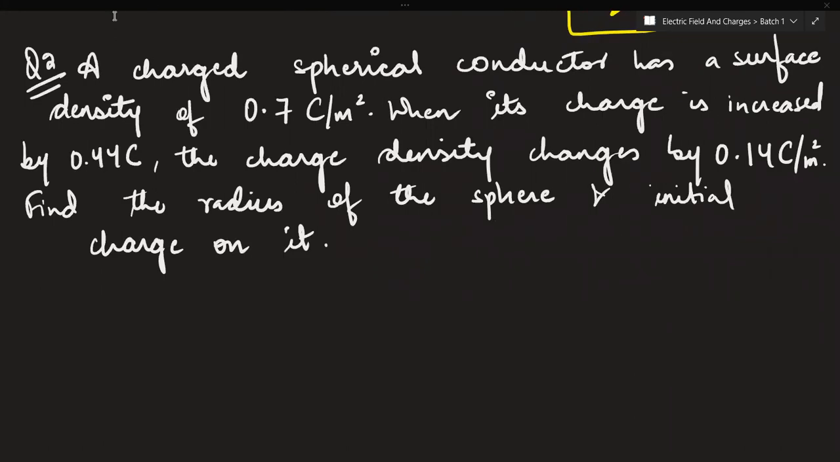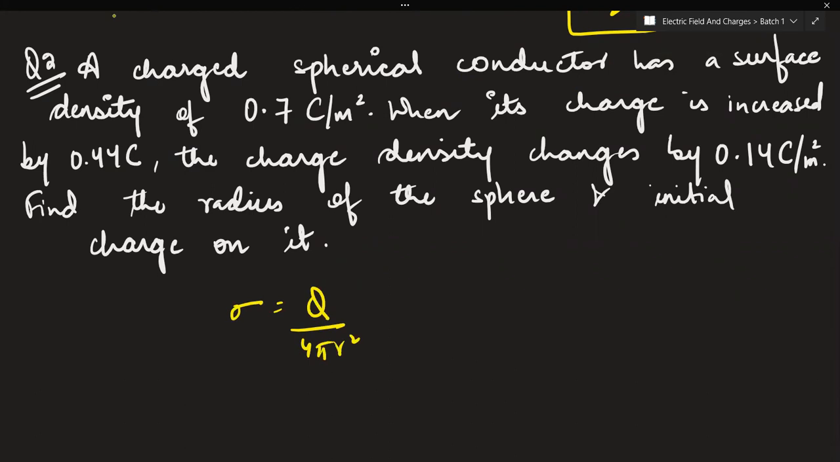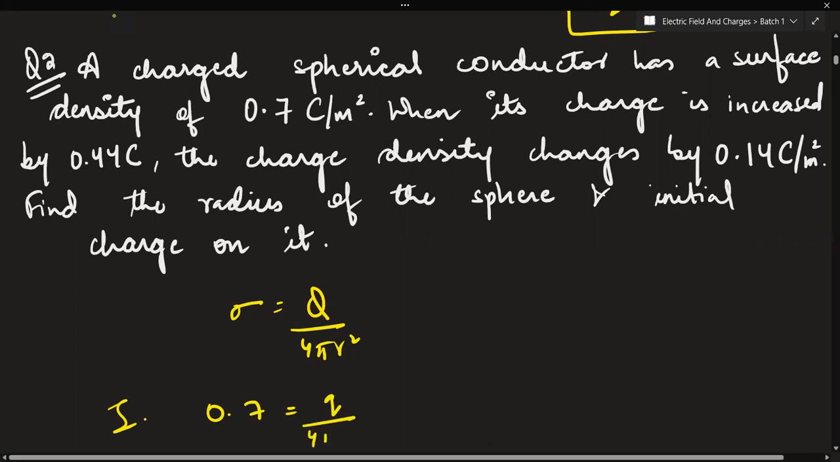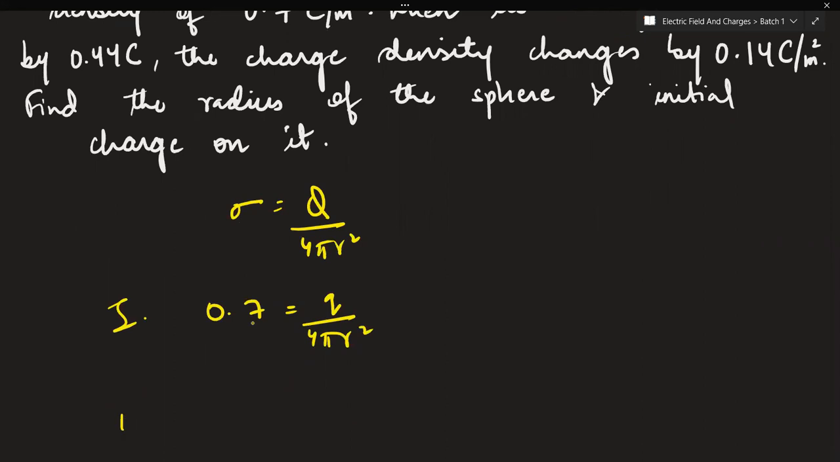See, this says that a charged spherical conductor has a surface charge density of 0.7 coulomb per meter square. When its charge is increased by 0.44, see, surface charge density sigma is Q by 4 pi r square. Surface charge density is charge per unit area, for a sphere 4 pi r square. So first case says that 0.7 is the surface charge density, so it will be Q by 4 pi r square.